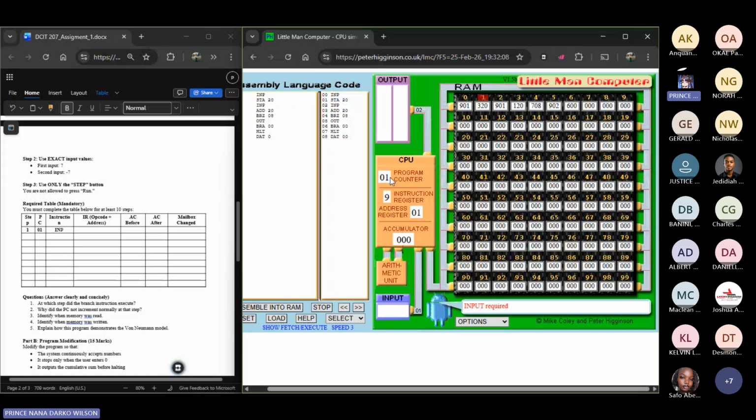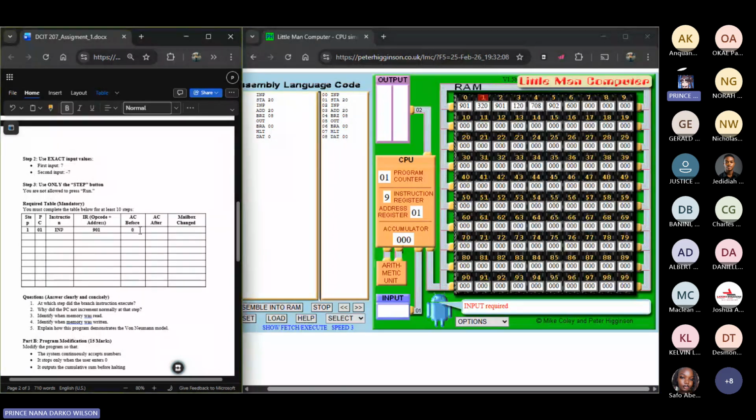So how can we get this for this one? Come to the instruction register and take the opcode from there. The opcode is 9, and 9 corresponds to the input instruction. The address that we are using for that is address 01. So you will write the opcode plus the address here as 901 inside your table. And then for the accumulator before, currently the accumulator holds no value, it is at 0. So you put that at 0.